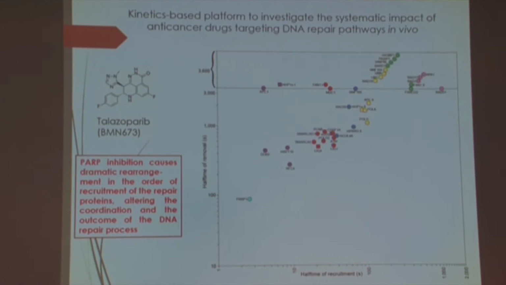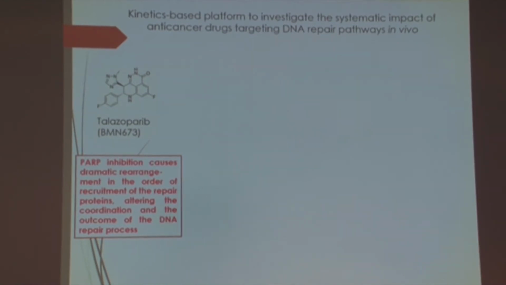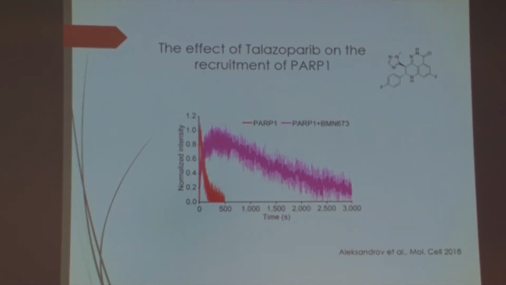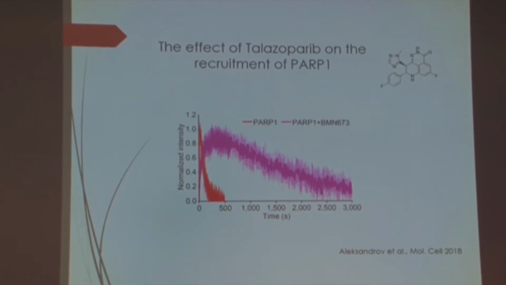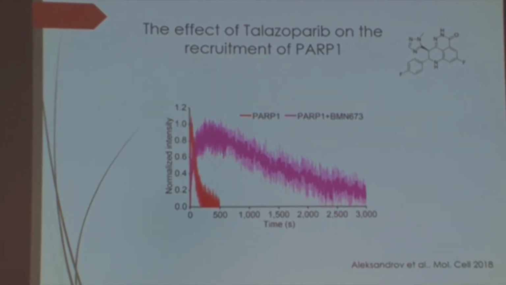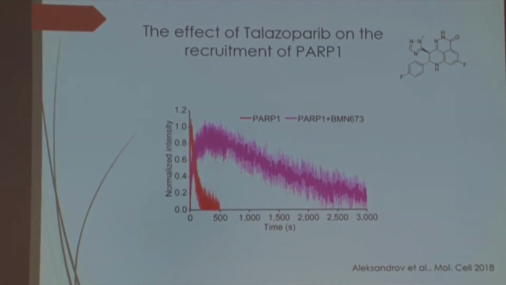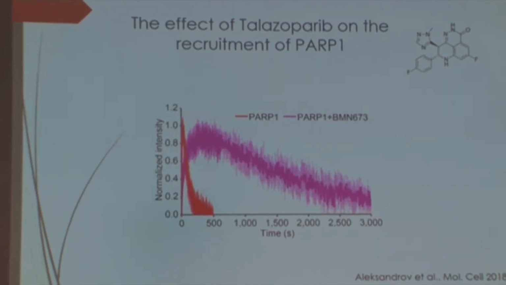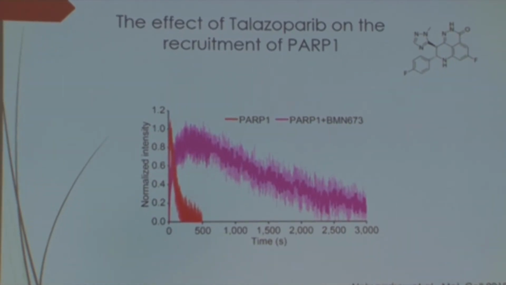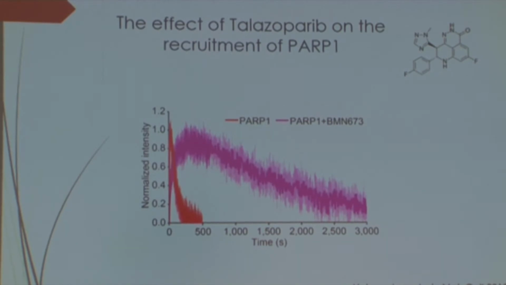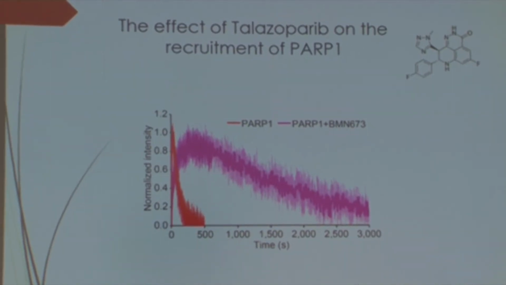You can see that some of the proteins are no longer recruited to the site of DNA damage, and this is the fast protein which depends on poly-ADP-ribose, which PARP1 synthesizes. But you can see that treatment with talazoparib also significantly delayed PARP1 itself. Without PARP inhibitor, PARP stays on the site of DNA damage only for 30 seconds, but if you add talazoparib, it stays for more than 600 seconds, which confirmed that PARP is trapped.